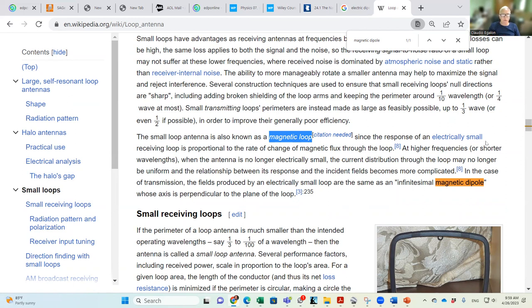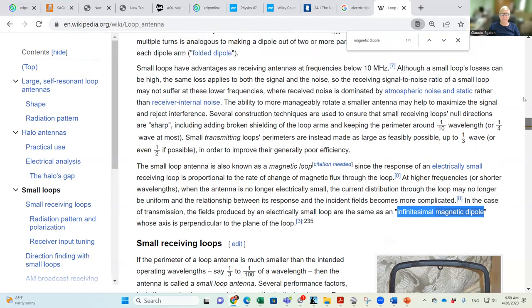Since the response of an electrically small receiving loop is proportional to the rate of change of magnetic flux through the loop. At higher frequencies, when the antenna is no longer electrically small, the current distribution through the loop may no longer be uniform. In the case of transmission, the fields produced by the electrically small loop are the same as an infinitesimal magnetic dipole, okay? Whose axis is perpendicular to the plane of the loop.